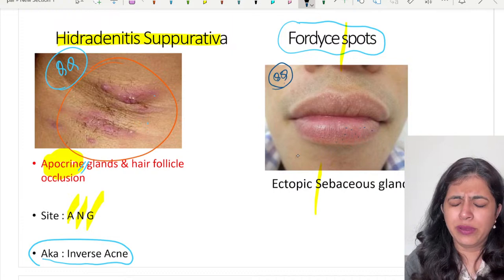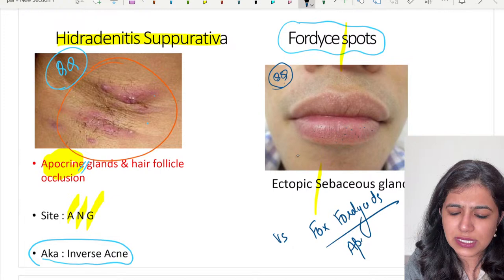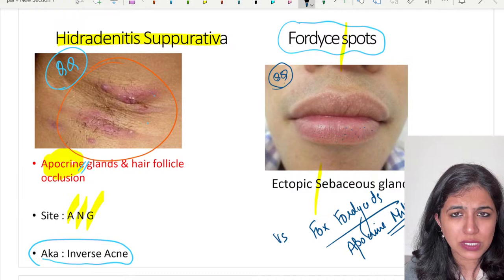Differentiate this from another disease, which is called Fox-Fordyce disease. This is a disorder of apocrine glands. It is also called apocrine miliaria. There is blockage of the apocrine glands. So do not ever confuse Fordyce spots with Fox-Fordyce disease.